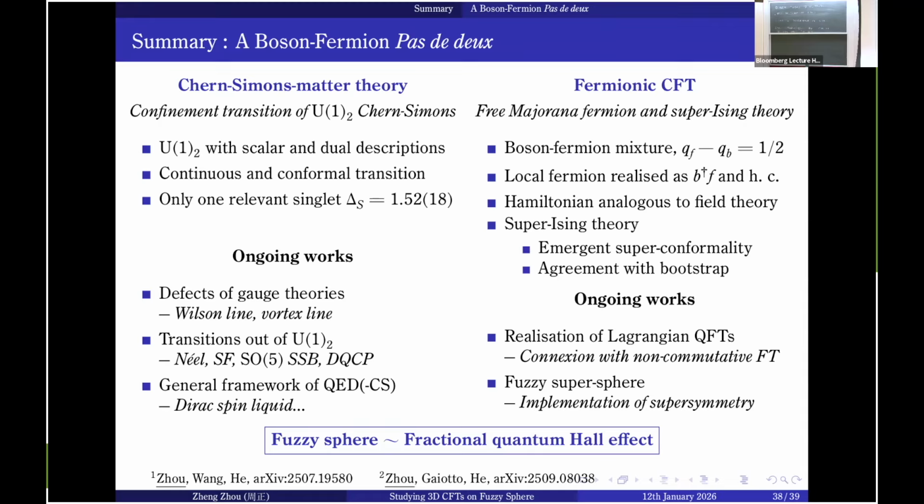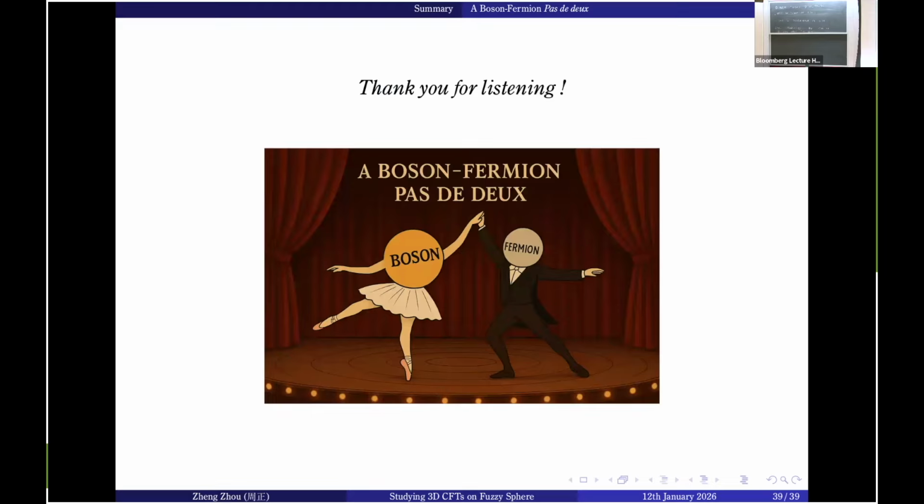And the key message here is that we connect the fuzzy sphere with the fractional quantum Hall effect. Using the fractional quantum Hall effect, we can study many theories on the fuzzy sphere that we did not know how to study before. On the other hand, the fuzzy sphere gives us a tool to answer many questions about fractional quantum Hall transitions. And last, we noticed that all of the setups today involve a mixture of bosons and fermions. So it is really a boson-fermion paradigm.